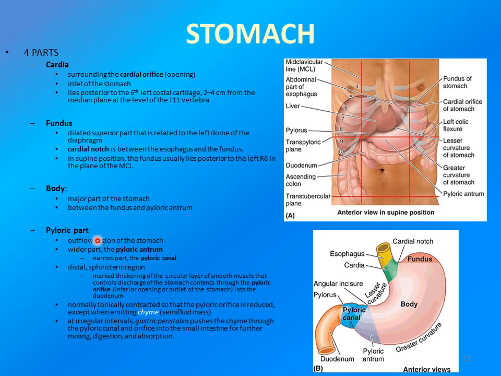The pyloric part is really the outflow region. It has a wide part, the pyloric antrum, through which the food is directed toward the pyloric canal, and a distal sphincter region of thick circular bands of smooth muscle. Normally, this sphincter is contracted so that the pyloric orifice is reduced in diameter. As the flow of chyme goes through the stomach, the sphincter allows chyme, the mixture of nutrients and digestive juices, to slip through by gastric peristalsis, and it's pushed through into the duodenum.